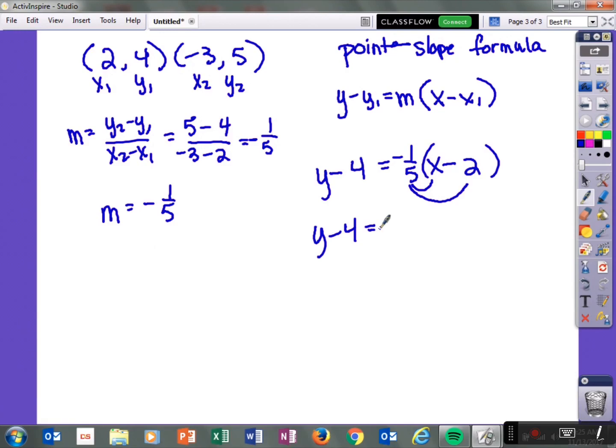What is negative 1/5 times x? Negative 1/5 x. Okay? Minus negative 1/5 times negative 2. First off, what's a negative times a negative? A positive, so it's no longer a minus, is it? It's a plus now. 1 over 5 times 2. That's really a 2 over 1, isn't it? Well, 1 times 2 is 2. And 5 times 1 is 5. So 2 over 5.